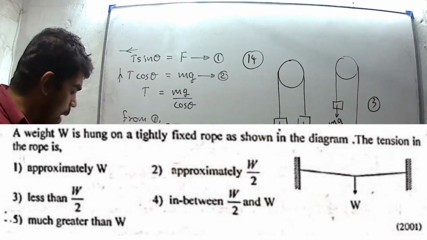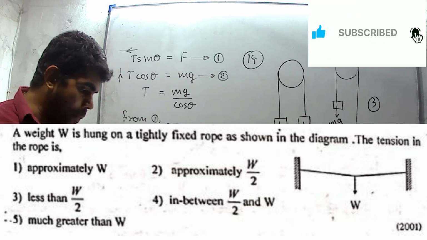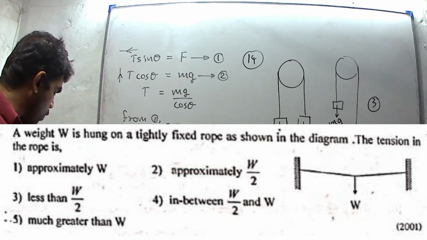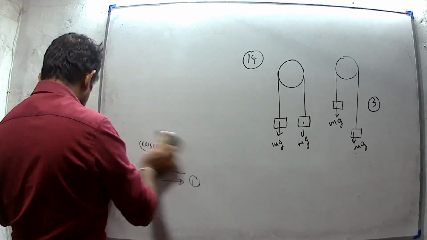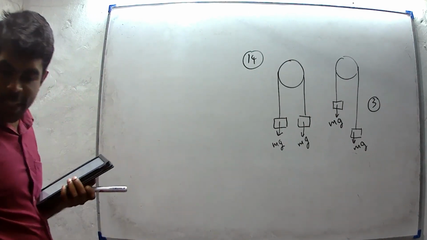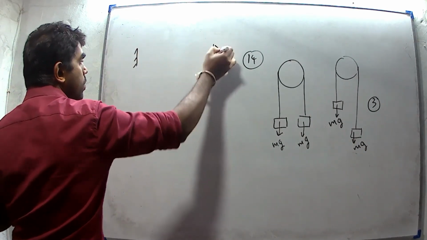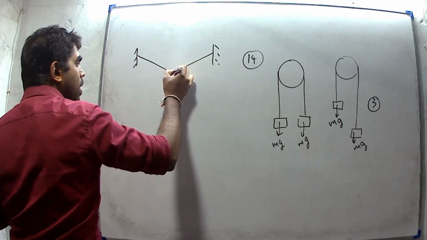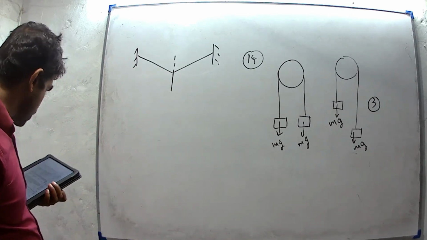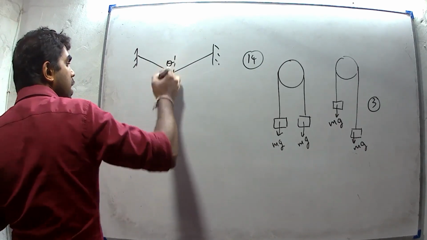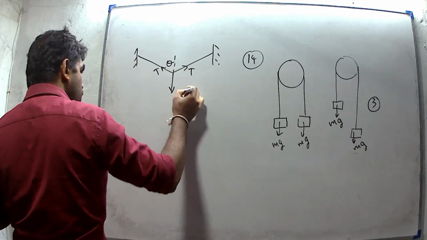15. A weight W is hung on a tight fixed rope as shown in the diagram. The tension of the rope is. They have given that it is hung tightly. Hung tightly means we can consider that it is in the horizontal plane. It is horizontal. But I will draw a diagram like this. We have to consider what happens when the rope is horizontal. I will consider this angle as theta and the tension for both ends T, and the weight is W.